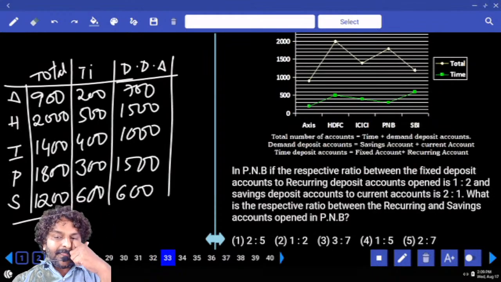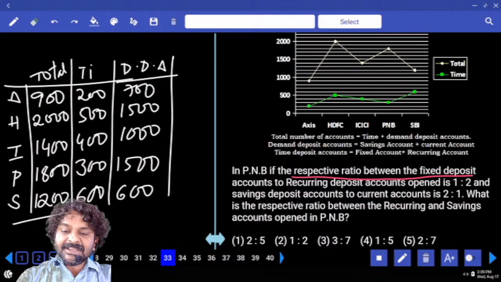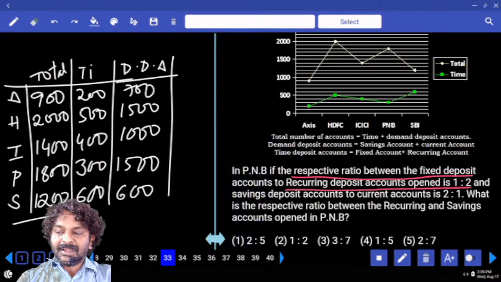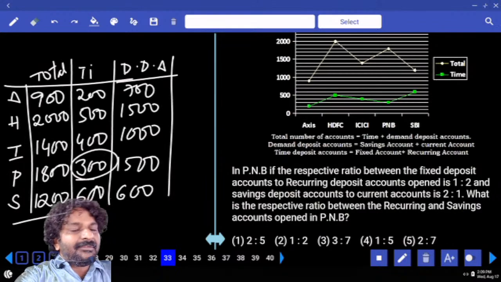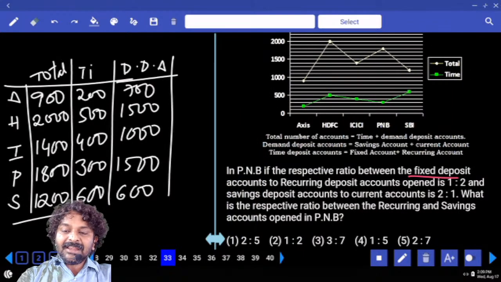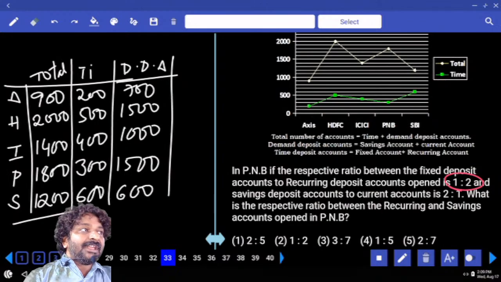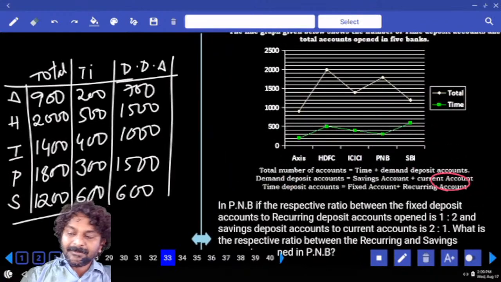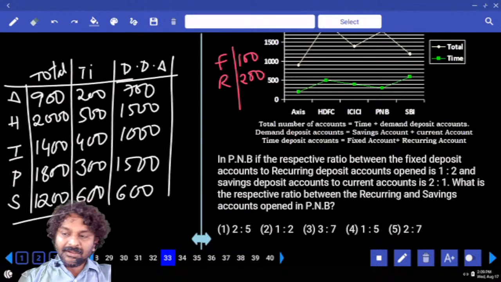In PNB, the respective ratio between fixed deposit accounts and recurring deposit accounts opened is 1:2. In PNB, time deposit accounts, total how many do we have? 300. In time deposit accounts only we will have fixed and recurring, correct? Now that is divided in what ratio? If 300 is divided in 1:2 ratio, each part is equal to 100 only. Fixed deposits are 1 part, which is 100. Next, recurring deposit 2 parts, that is 200.